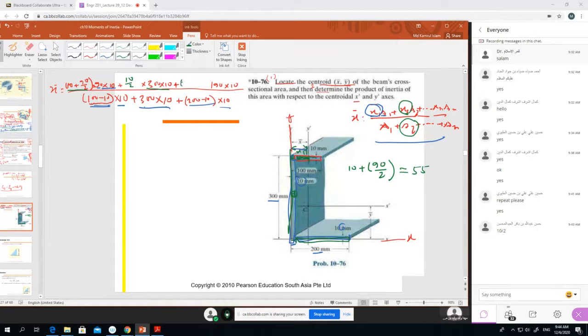Plus, this section 3 is again similar to before. First is 10 plus half of this area. Half is how much? 190 divided by 2. So nothing is left, we finish. Now you do the calculation and tell me the result, please. I give you 2 minutes.